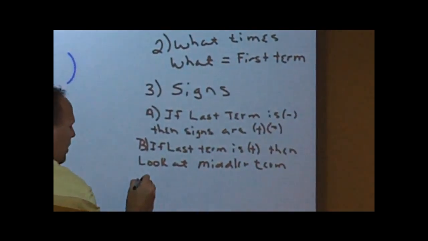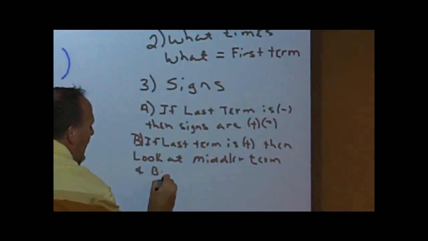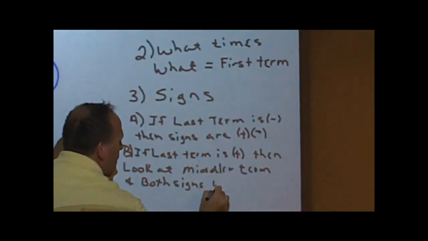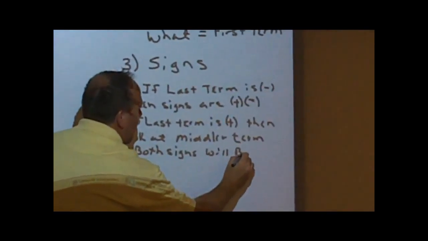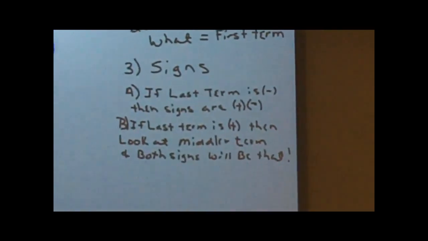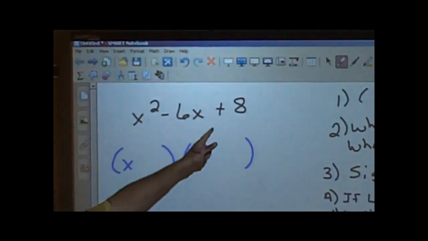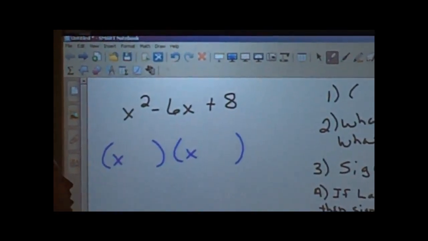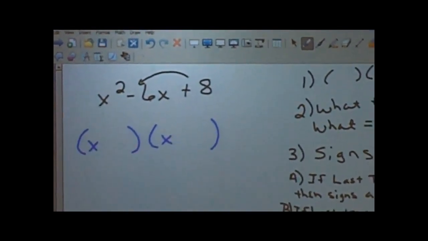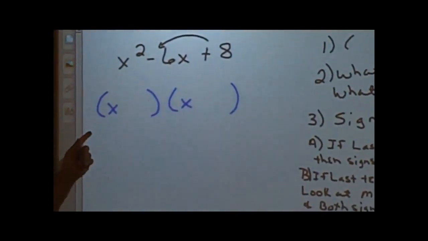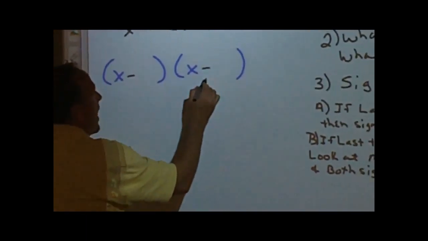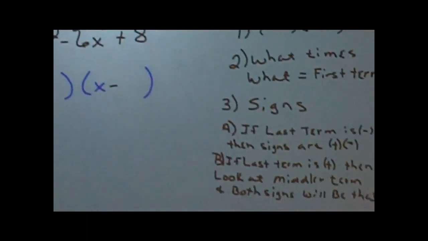Look at the middle term and both signs will be that. Okay? So if the last term is positive, which we have, we look towards the middle term and both signs have got to be that. So in this situation, both my signs are going to be what? Negative. Both negative. You can't miss the signs ever if you follow those steps.